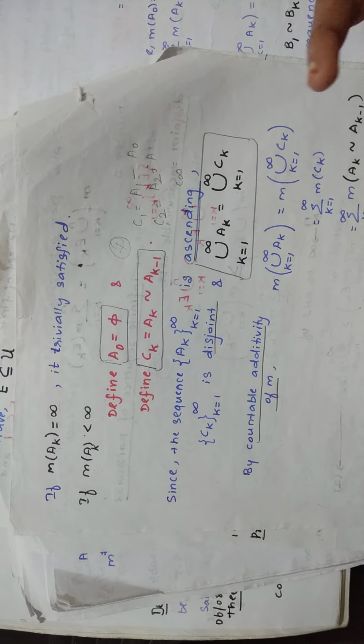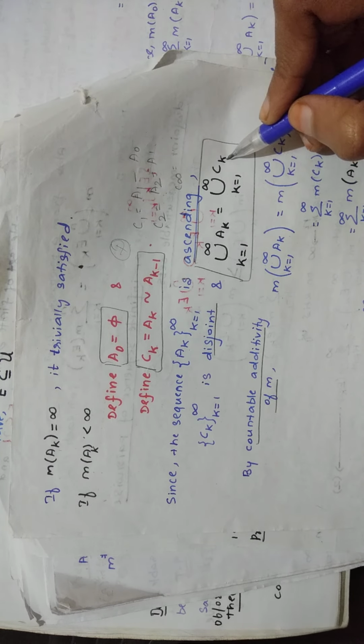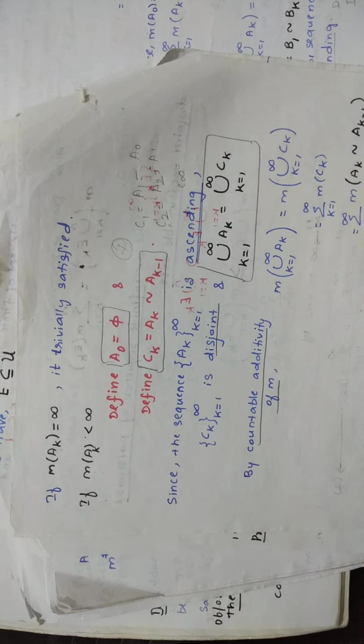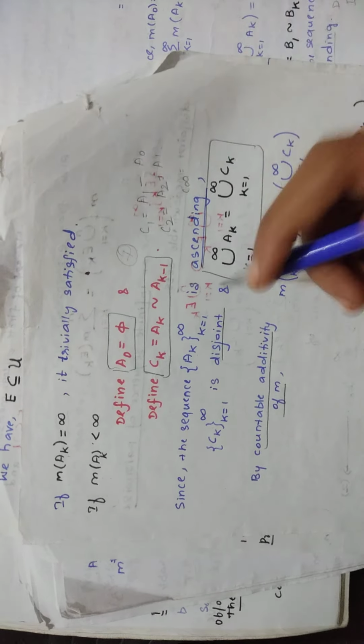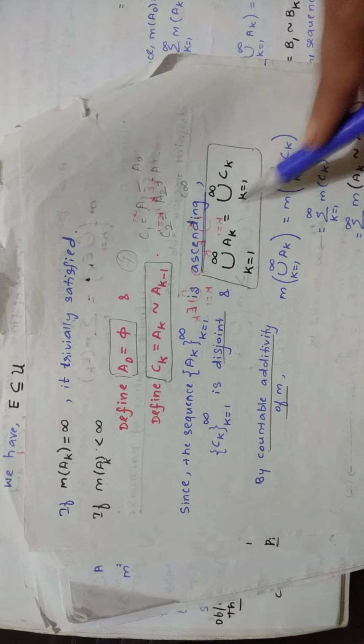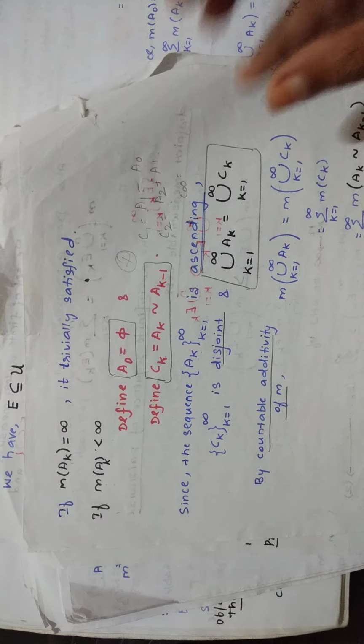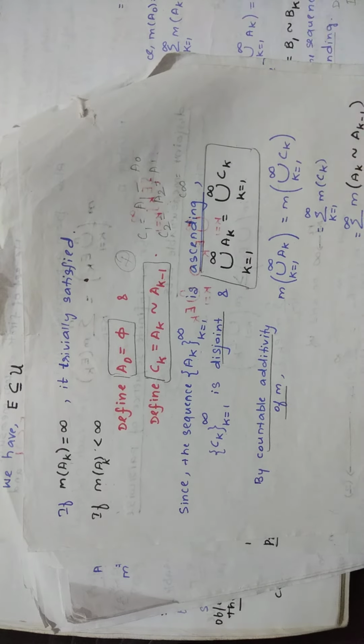you will get a value, no, that will be equal to the union of the Ck. That is how you are writing. You will get it like that, okay? The union of this Ak will be equal to the union of this Ck. When you find the union of C1, C2, C3, you will get a value that will be equal to this. That is what you are writing.